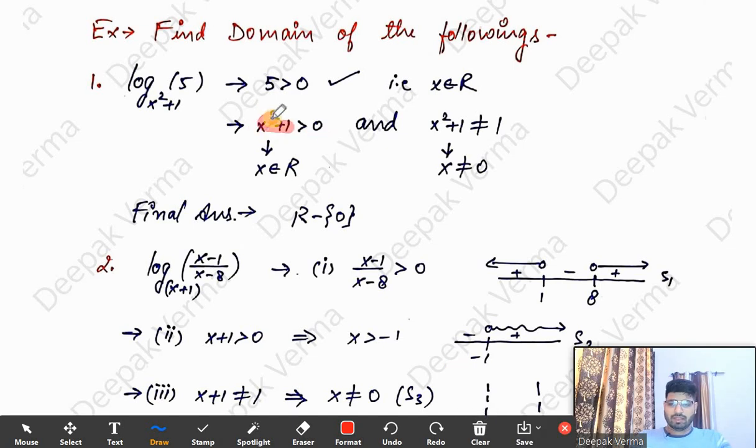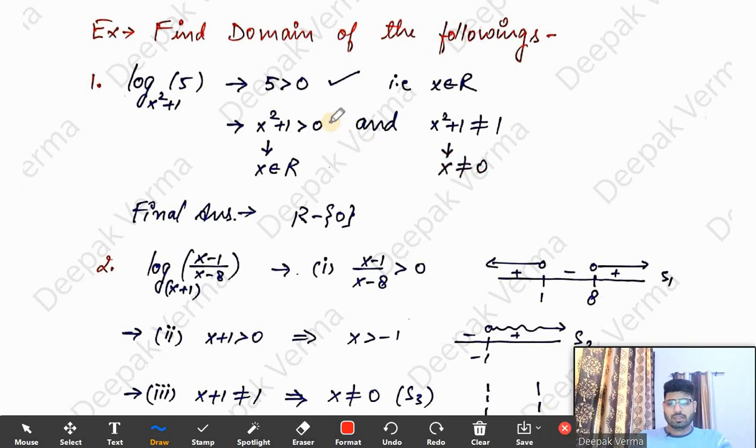Whenever we have an inequality or equality which is always true, we can say the answer is all real numbers. We can say x belongs to R. Is it clear? Here also 5 is greater than 0. This inequality is satisfied, so x belongs to R. And the third condition is what? The base, that is x square plus 1, should not be equal to 1. So from here we get x should not be equal to 0.